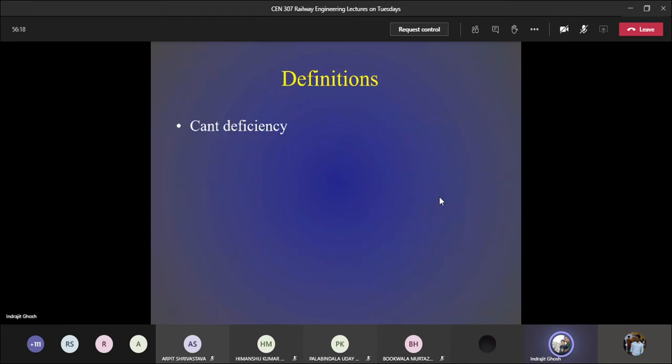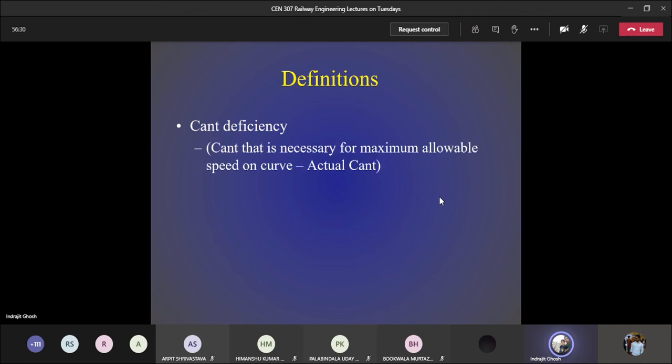So cant deficiency. Let us directly go to cant deficiency. Cant actual is what we provide from the equation that we have derived earlier. Cant deficiency is only relevant when you have a track. Suppose for a particular track, you have designed the track keeping in mind the equilibrium speed. If I allow the train to travel at a speed equal to the equilibrium speed, there will be counterbalancing of centrifugal force, no wear and tear. So you have provided that.